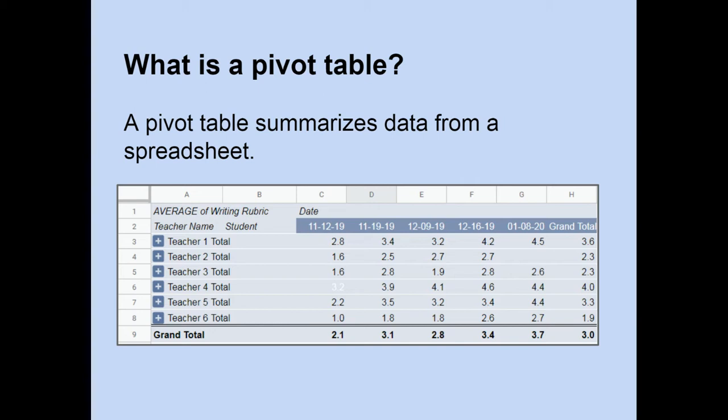As you can see in this example, this TBT used a 5-point rubric to assess their students on a standard. This table shows the teachers in the rows, each weekly date in the columns, and the data. The data is an average of their students' rubric scores.